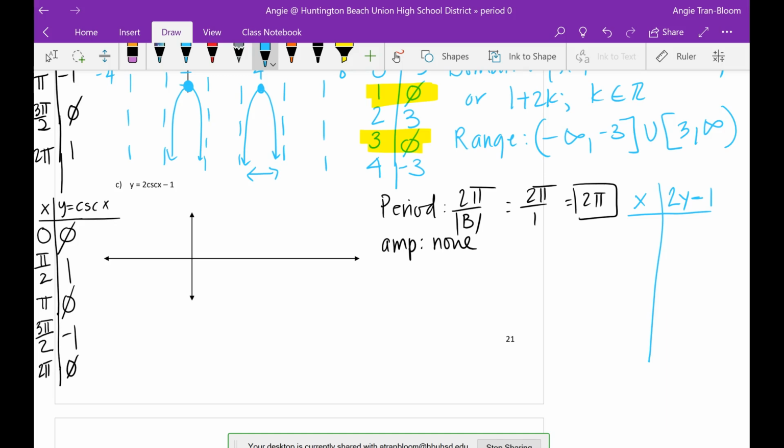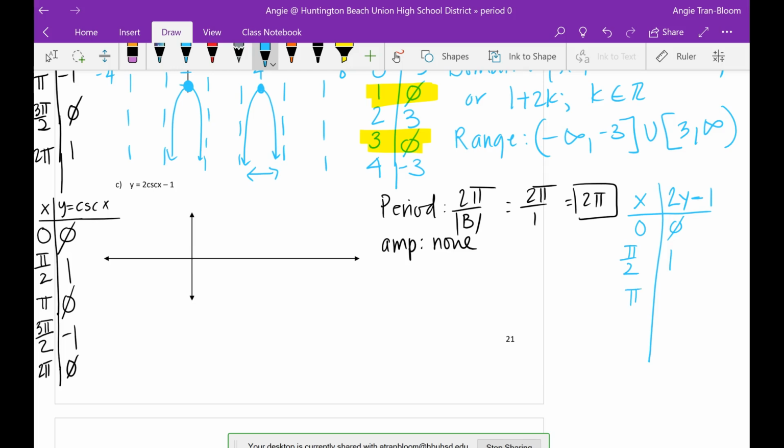So, Daniela, first ordered pair, please. 0, undefined. Perfect. This is because, remember, there's no left or right, so that's why your asymptotes are still staying the same. Alyssa, next ordered pair, please. Pi over 2, 0. Is that okay? No? Remember, 1 times 2 minus 1. 1. Is that better? Okay. Very good.